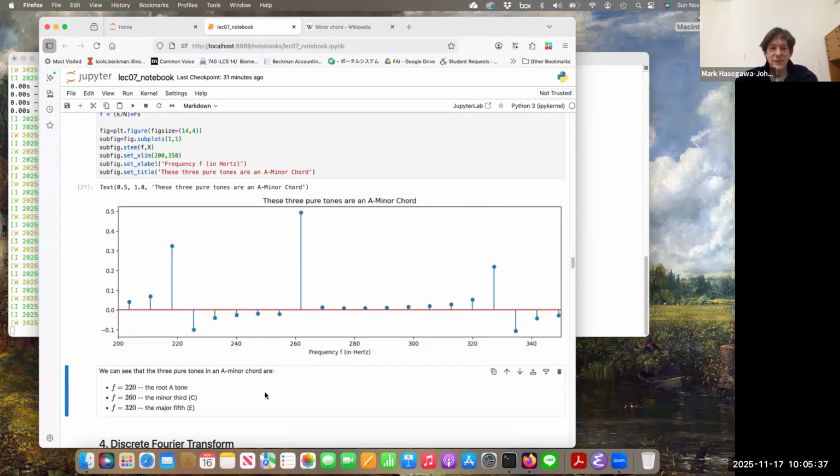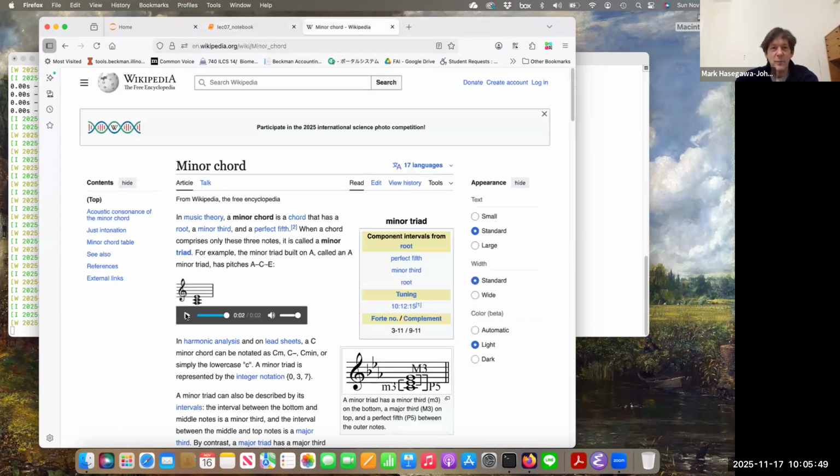There we go. So that's roughly the root A tone, the major third C, and the major fifth E. That's the same tone that we heard from Wikipedia. So we need to make sure that we have enough samples and frequency. But if we have enough samples and frequency, we can get those tones back.